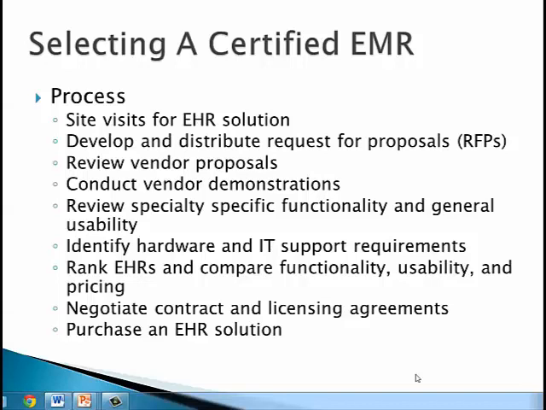Something that works for an orthopedic office may not work for a gynecologist office, just different functionality. So you want something that integrates maybe to where your patients, the hospitals your patients go to, but you also want it to have the functionality specific to your office.